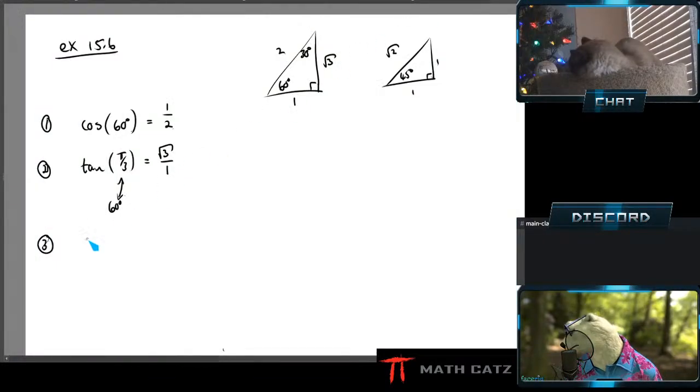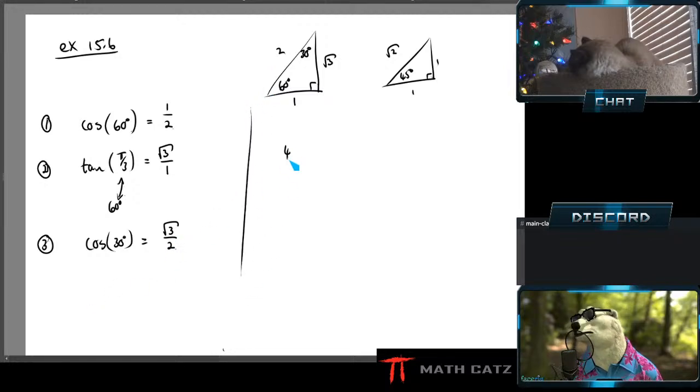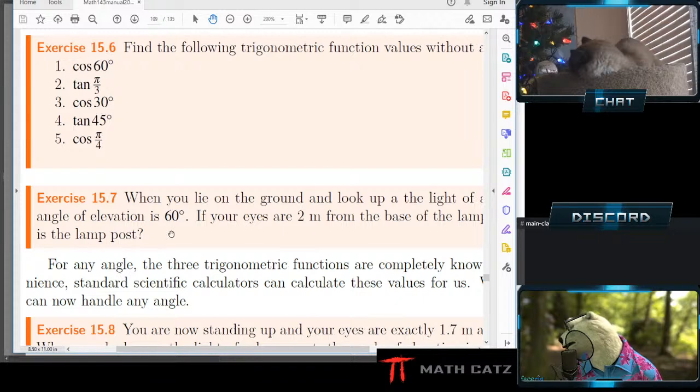Cosine 30 degrees. Now I look at my 30-degree angle here in this first triangle. Relative to that, adjacent is root 3. Hypotenuse doesn't change. 2. I'm going to do the others over here. Number 4, tan of 45 degrees.